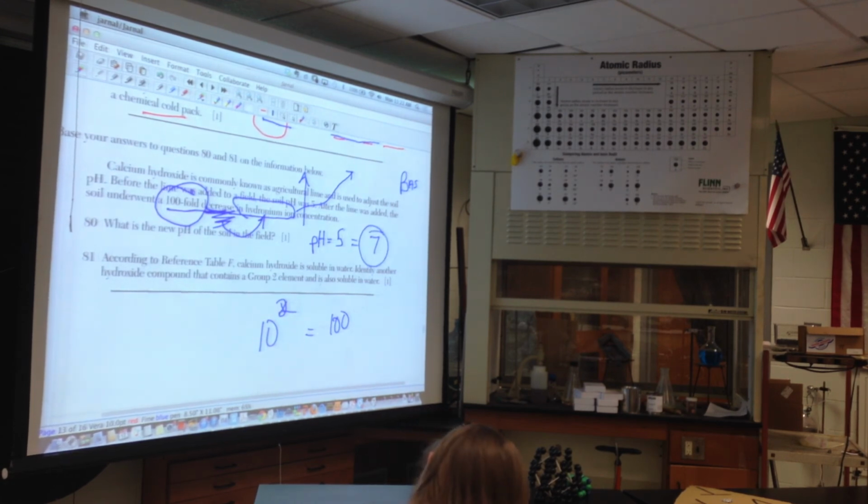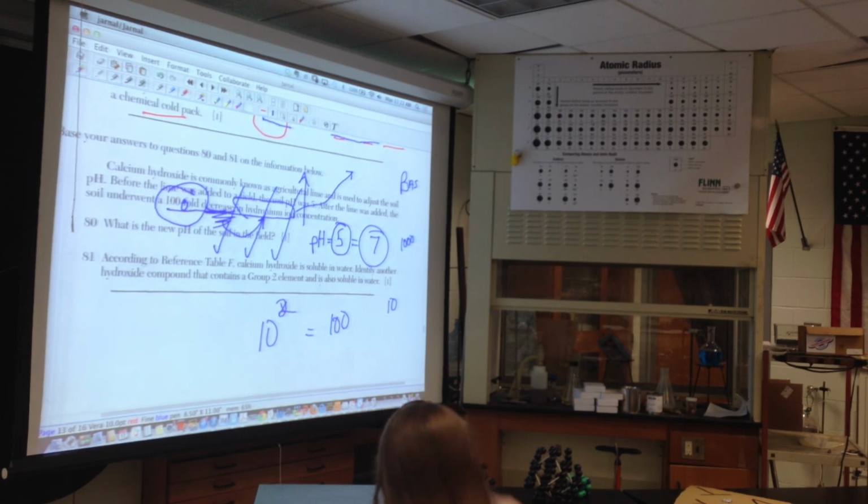Right? Every movement of a single integer is a 10-times amount, base 10. If it was a 1,000-fold or 1,000 times decrease in hydronium ion, it's the same thing as saying it's a 1,000 times increase in the hydroxide. And that'd be an 8, wouldn't it? 1,000 is 10 to the 3. They love this question. They love to ask, do you understand that?